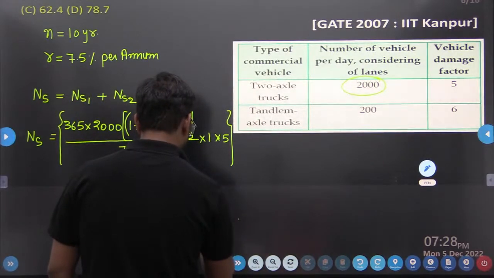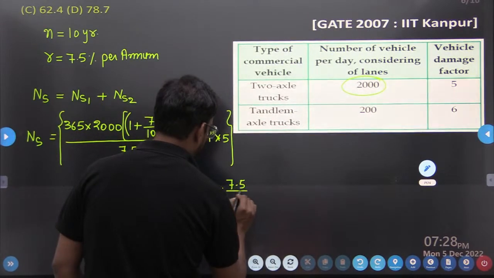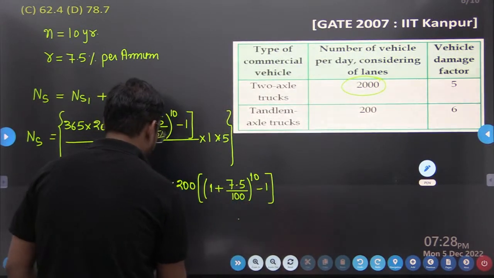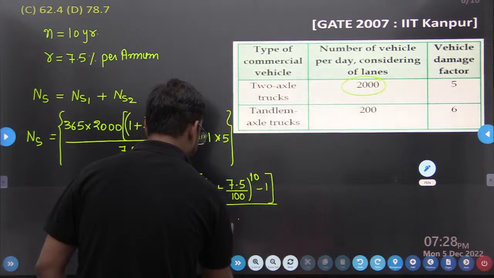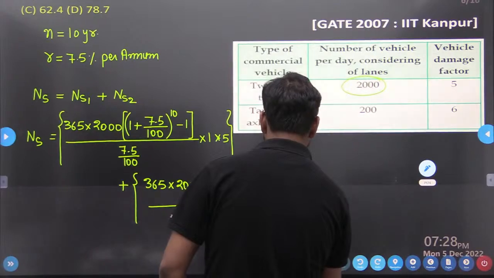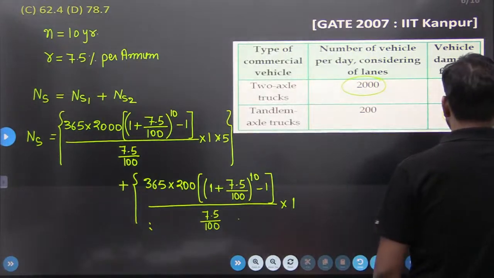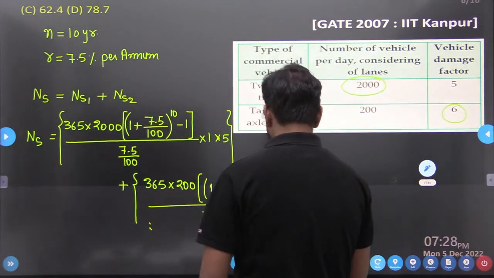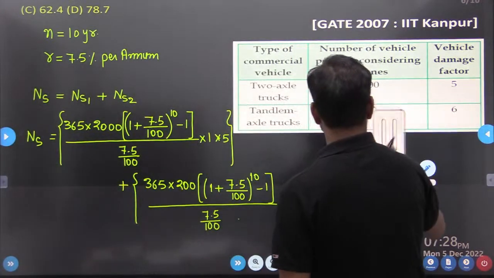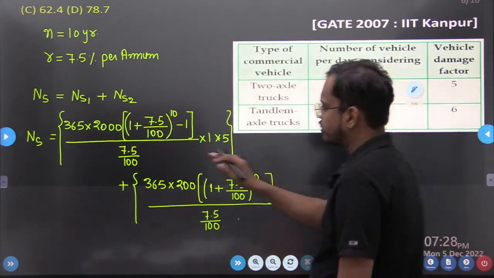So, (1 plus R by 100), that means (1 plus 7.5 upon 100) raised to power N minus 1, N that means 10, minus 1, dividing by R by 100, that means 7.5 dividing by 100, multiplied by the multiplier. Lane distribution factor is not given, so you consider 1. And what is the value of vehicle damage factor? The vehicle damage factor is equal to 6. So if I am interested to calculate the number of standard axle, then it is the summation of this plus this.